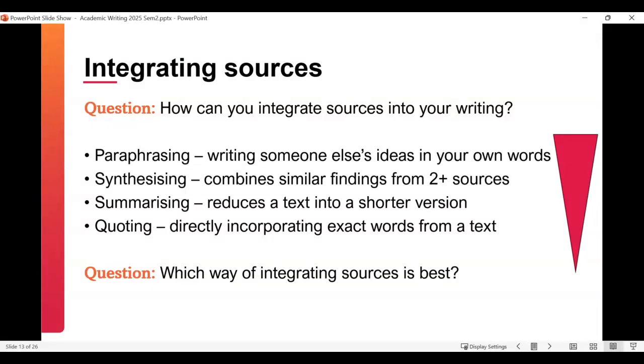So then also we have Babati's question. Do I still have to put the citation if you're synthesizing? Yes, absolutely. So for paraphrasing, synthesizing, summarizing, quoting, for all four of them, you have to put the citation, you have to reference, because it's not your idea.